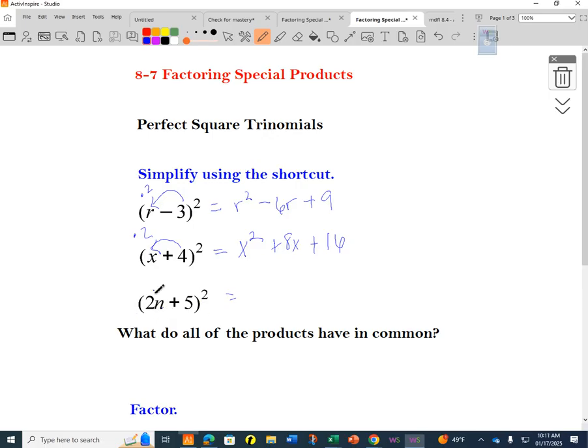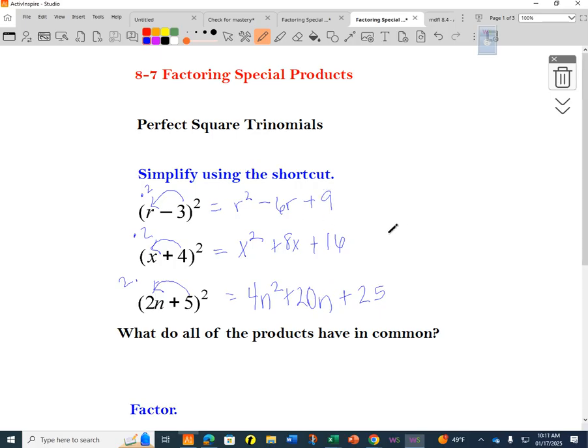Square the first term. What's 2n squared? Say it again. 4n squared. Very good. The 2 has to be squared and the n has to be squared. Now, this is 5 times 2n times 2, so that's 10n times 2, which is 20n. So this is a positive, so this one's positive. And then we square the last term, positive 25.